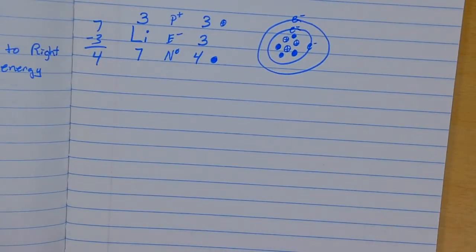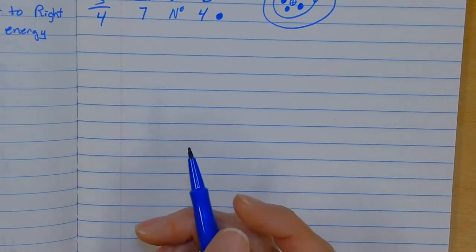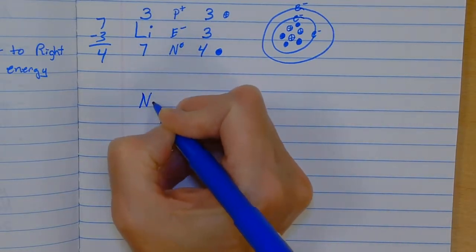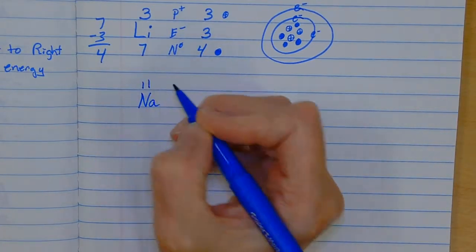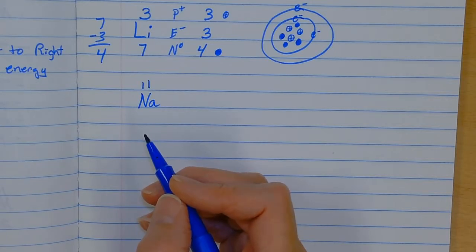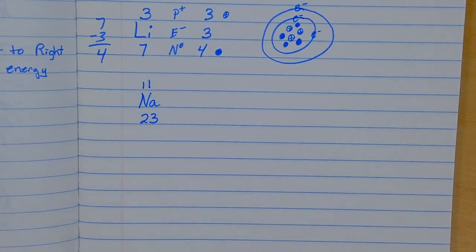Okay, so let's try another one, because the more we practice, the better we're going to get at them. So the next one we're going to do is sodium, which is right under lithium. Okay, so Na is sodium. It is atomic number 11, and it has a mass number of 22.990. So 22.990 is going to round to 23. Okay, so sodium has a mass number of 23.